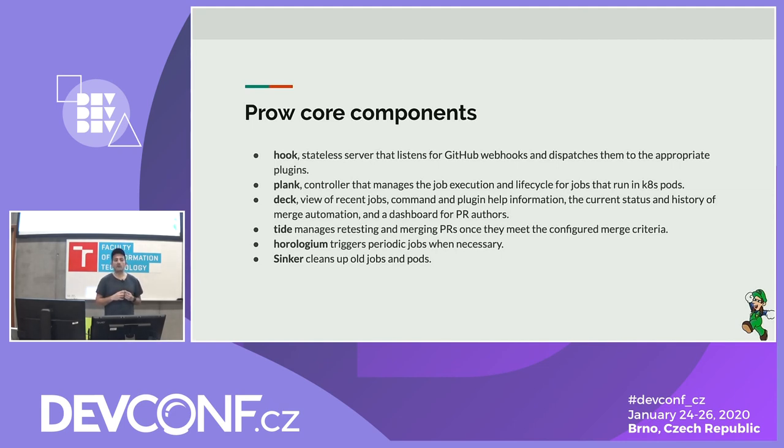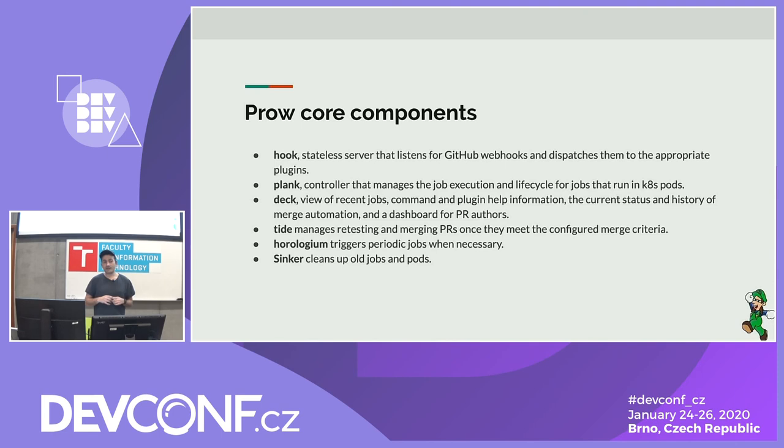Then you have Plank, which is going to figure out the job execution and life cycles, like which jobs are going to run, which jobs are going to run in which pods, and really control the hardware resources. You have Deck. So Deck is really the dashboard, and you get a full view of the recent jobs and the plugin information. As a PR author, you can see all the history of your PRs and when it started to fail or when it didn't. I have another slide which shows you.